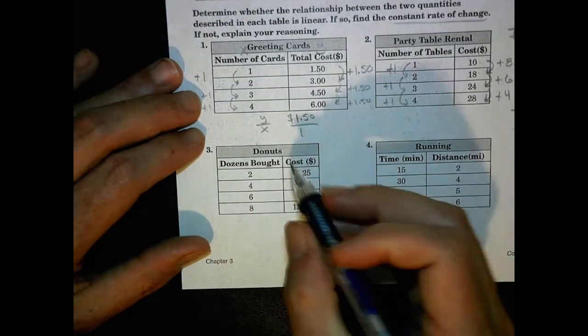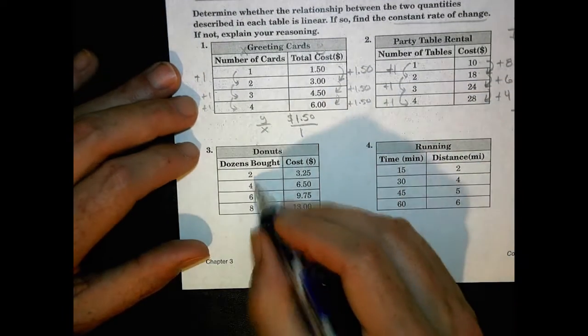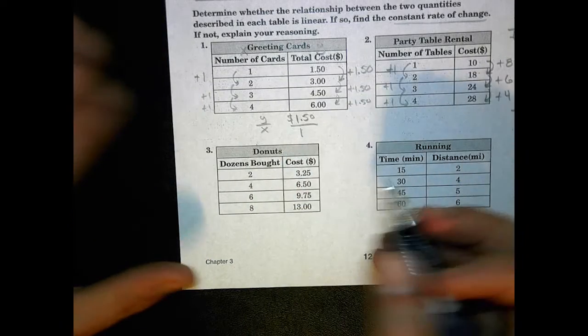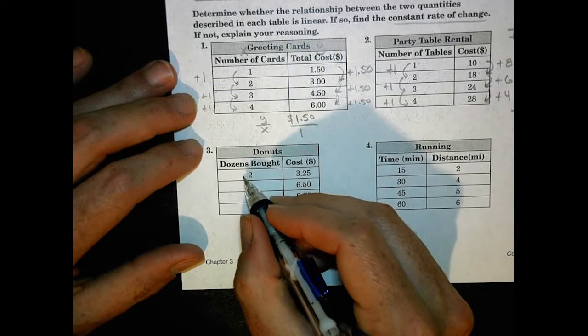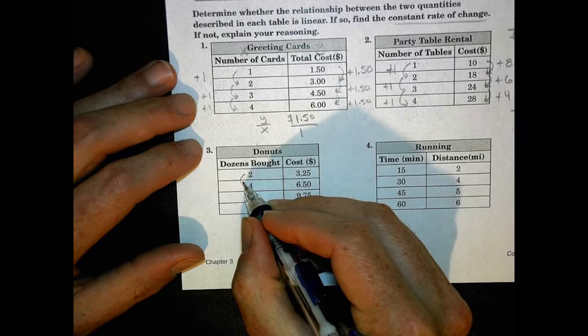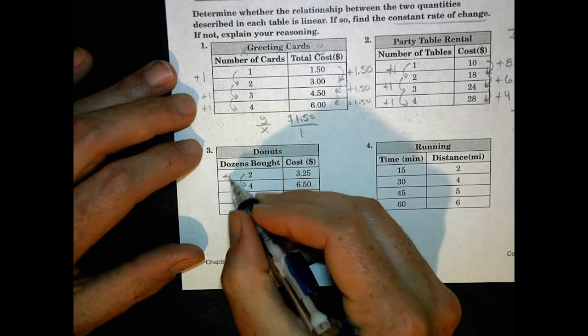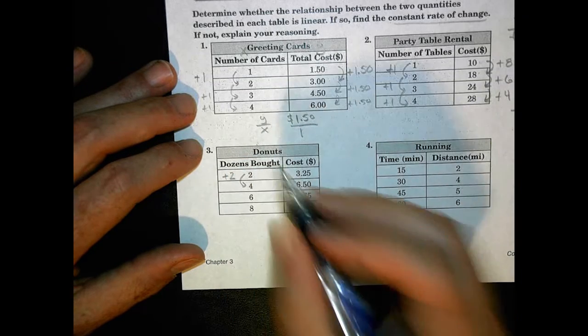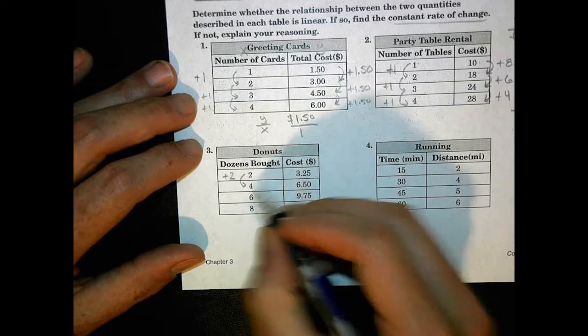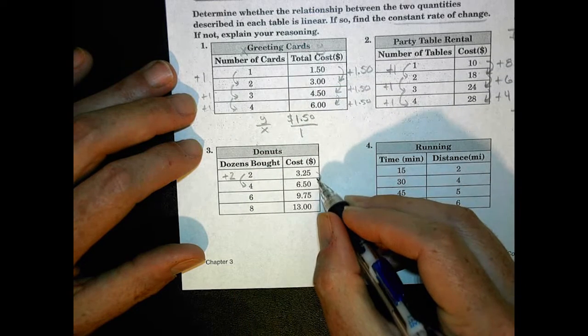Let's look at the next one. Here we have 2, 4, 6, and 8. Now we've been doing ones where we add by 2. So let's say we look at adding 2 again and see if we can do that still. You don't always add. Sometimes you multiply, but let's look at adding here. So when I go up by 2, what's the difference between here and here?